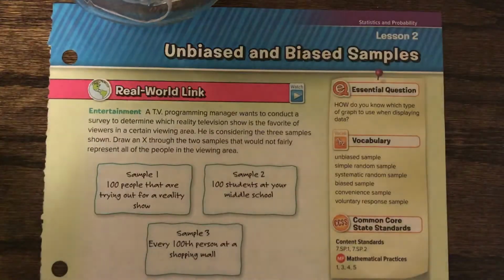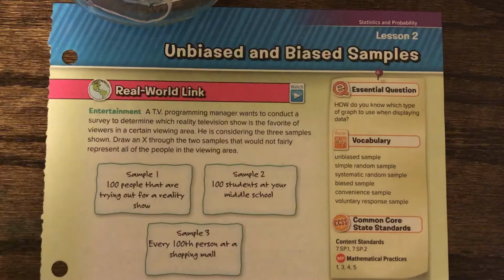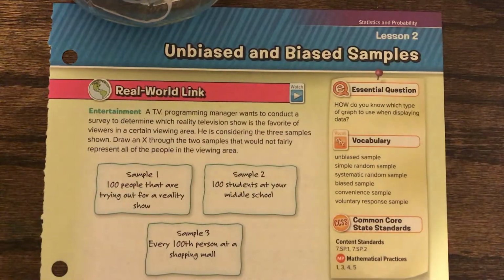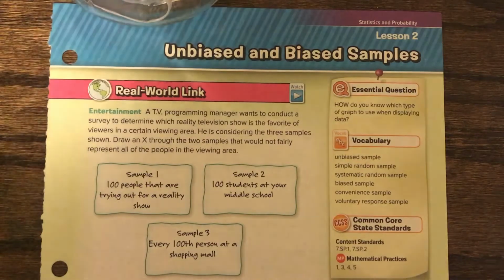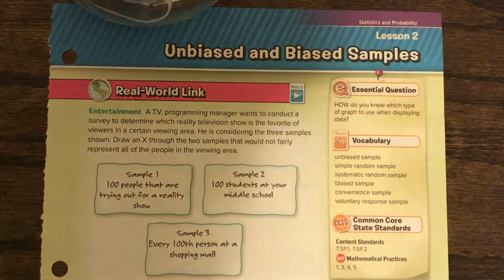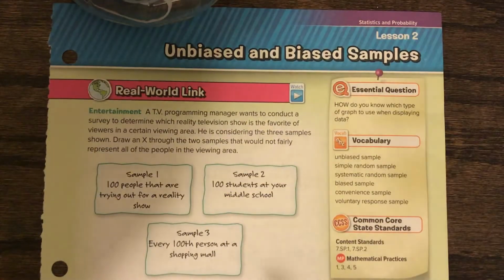All right, chapter 10, lesson 2. I'm actually looking at page 801 in your workbook. The topic is called unbiased and biased samples. I'm going to read through this situation just to kind of get you guys going.